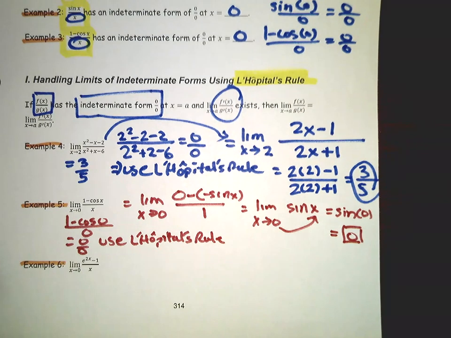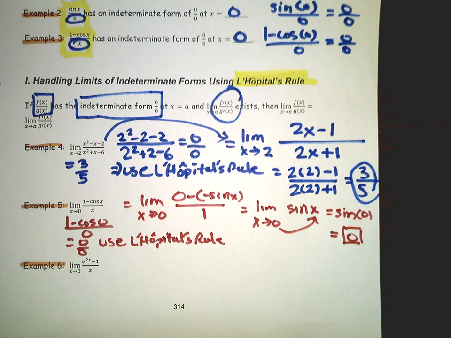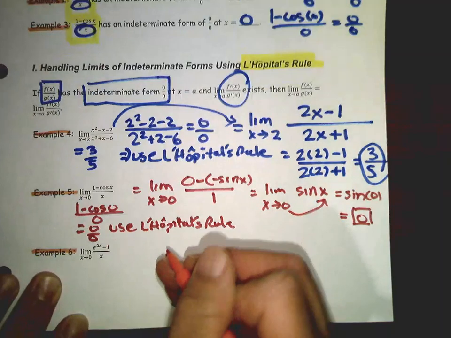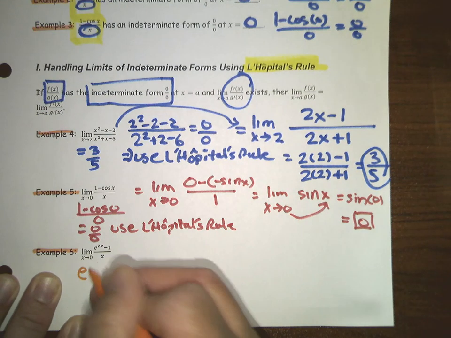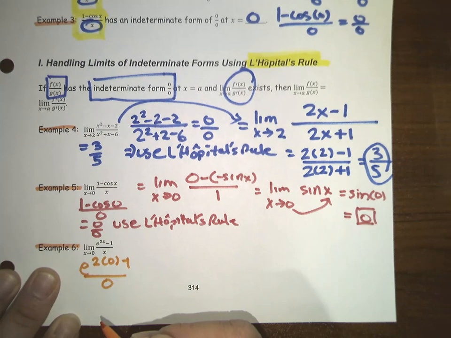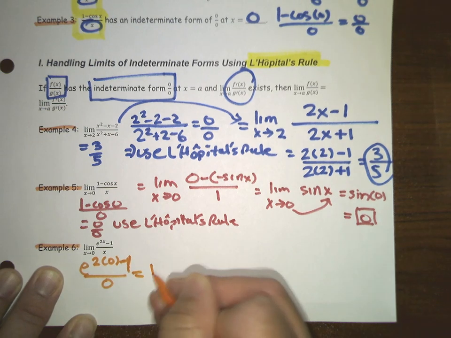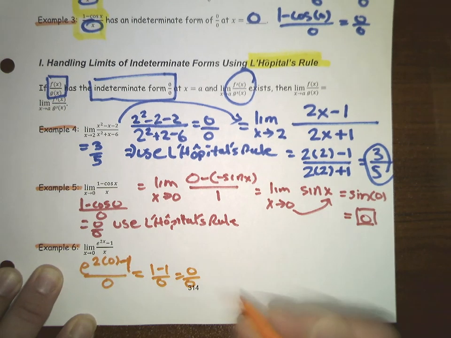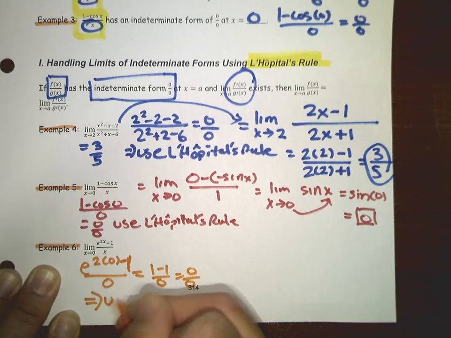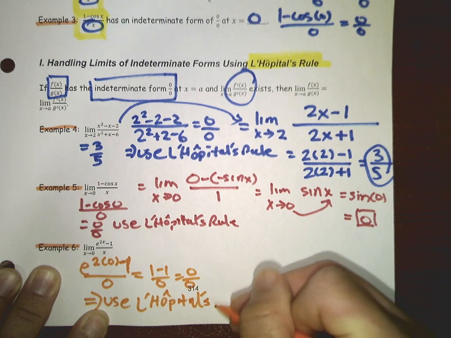All right, let's try another one here. So we have the limit as x approaches 0 of e to the 2x minus 1 all over x. So let's check for 0 over 0. So e to the 2 times 0 minus 1 over 0. So what is that going to be here? That will be 1 minus 1 over 0, so 0 over 0. So that means that we can use L'Hopital's rule here.